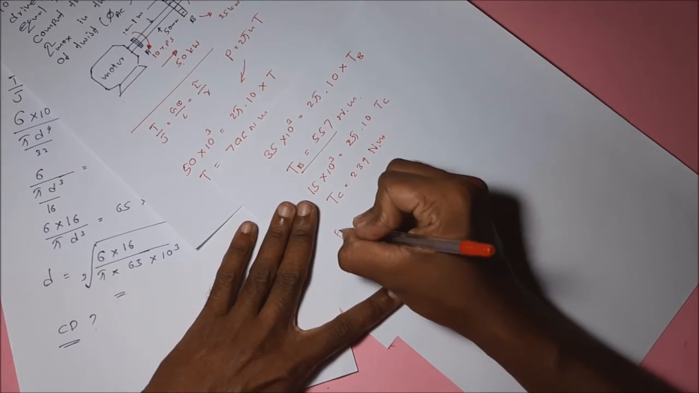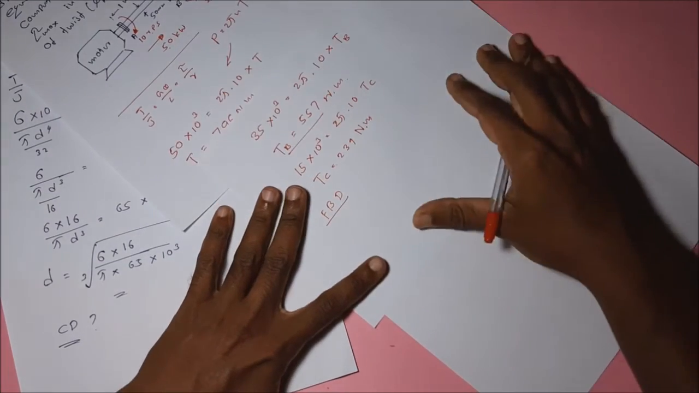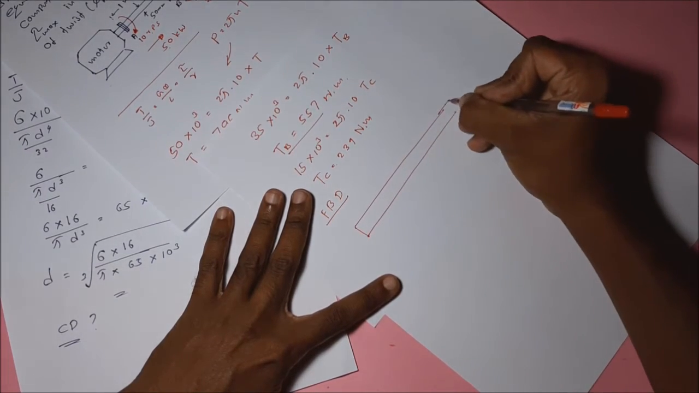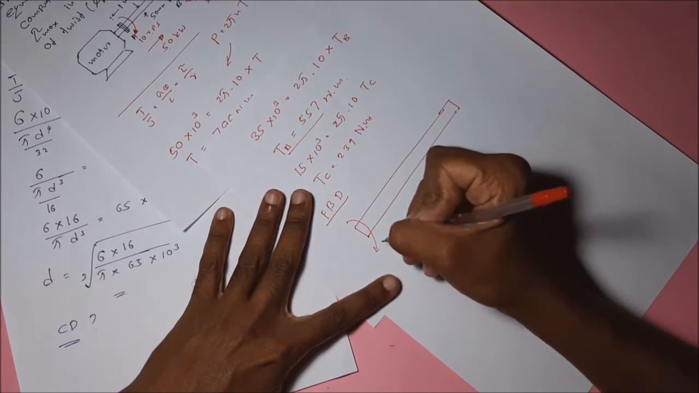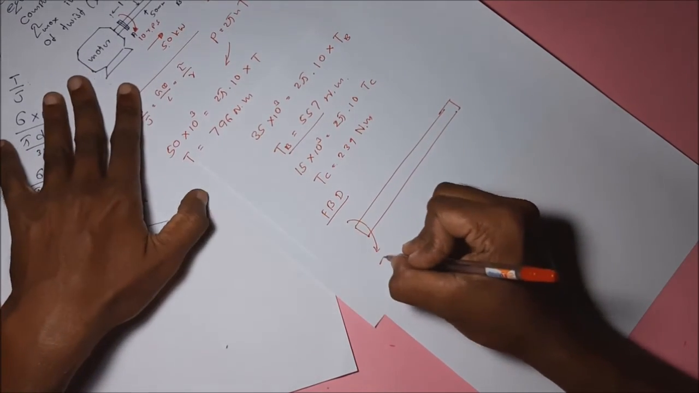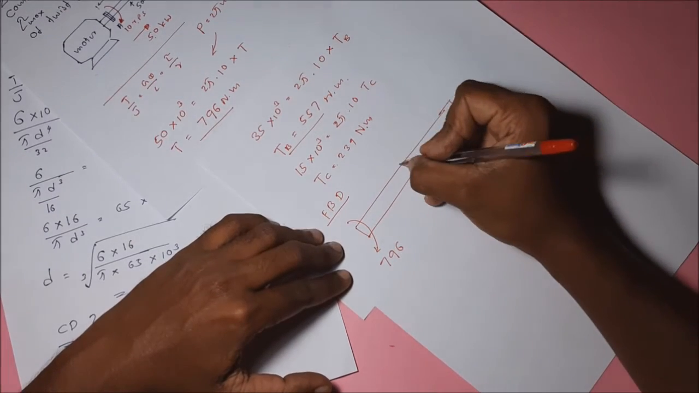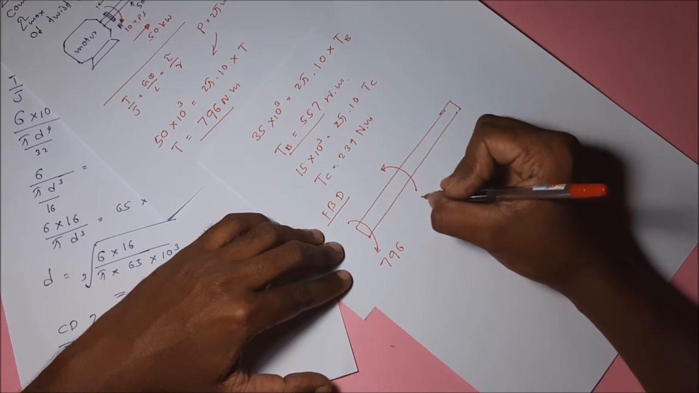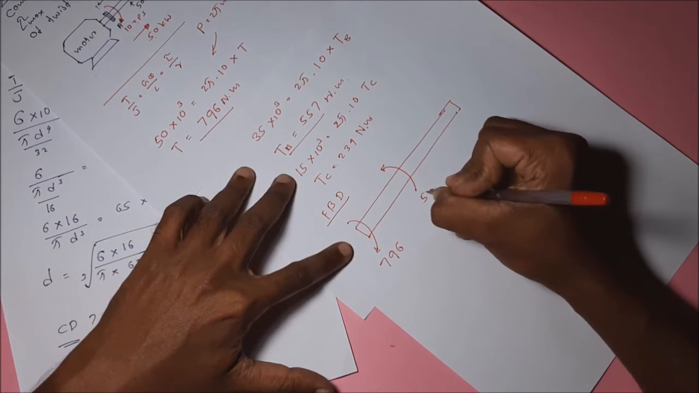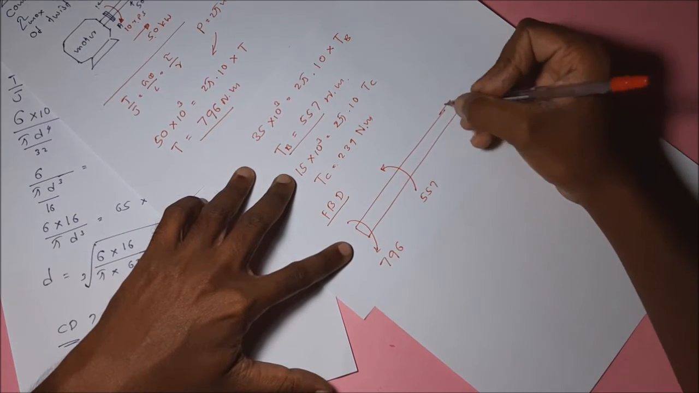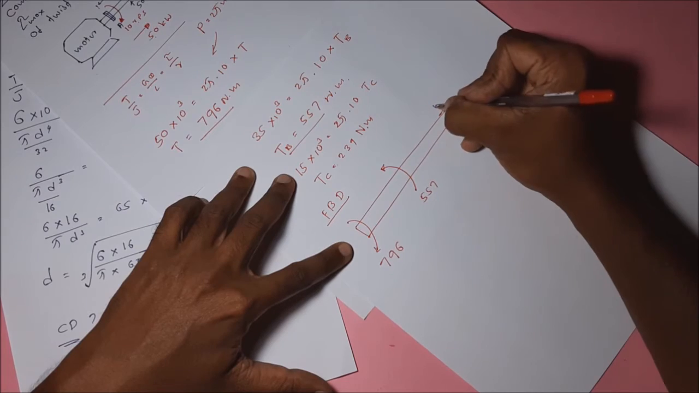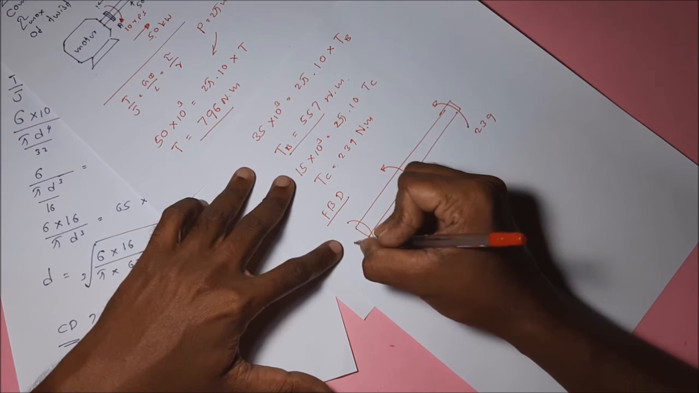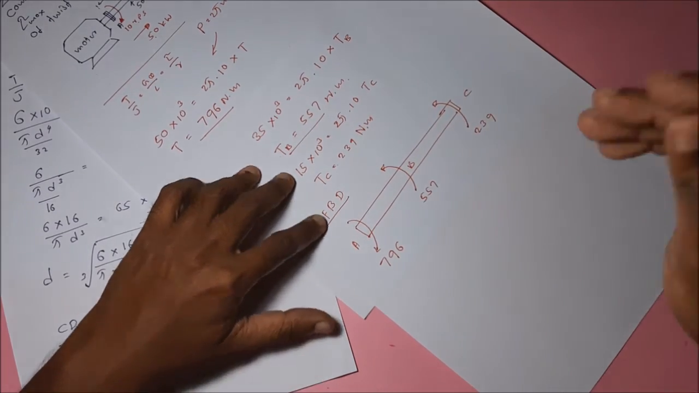Then we can draw the free body diagram for the shaft in this way. This is the applied torque at the motor end, 796. Then the opposite torque, because the power is taken out, 556.57. Then again there's another opposite torque, 239. Let's take this A, B and C.